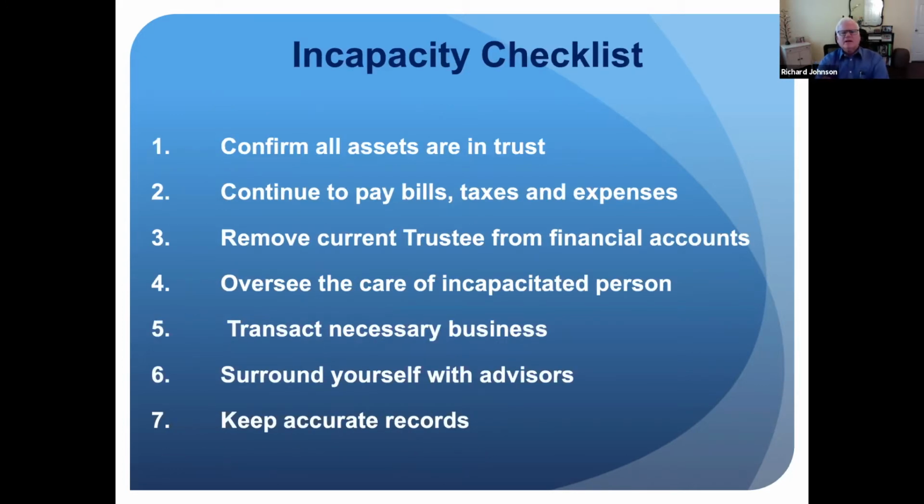So let's take a look at the incapacity checklist. What should we do if someone is incapacitated? First thing we need to do is confirm that all assets are in the trust, because the trustee manages assets that are in the trust. If they're not in the trust, then the trustee doesn't have any control over that. If we need to get the assets into the trust, you have a power of attorney that would allow the trustee to put those assets into the trust for you if you can't do it yourself.